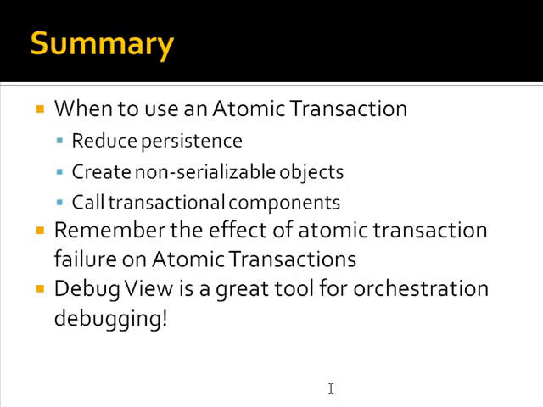Quick summary, only 3 reasons to use an atomic transaction I can think of, and I'd love to hear of more if you can think of another one. Reducing persistence: placing these multiple sends in an atomic transaction will mean your orchestration makes fewer persistence points, and it's also a bit more reliable because it will either send out the messages to all the systems, or it will send out 0 messages, so you get a bit more consistency there.